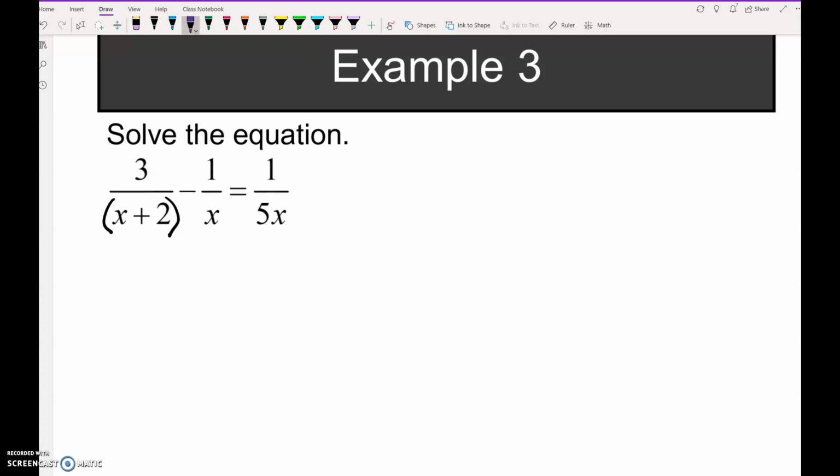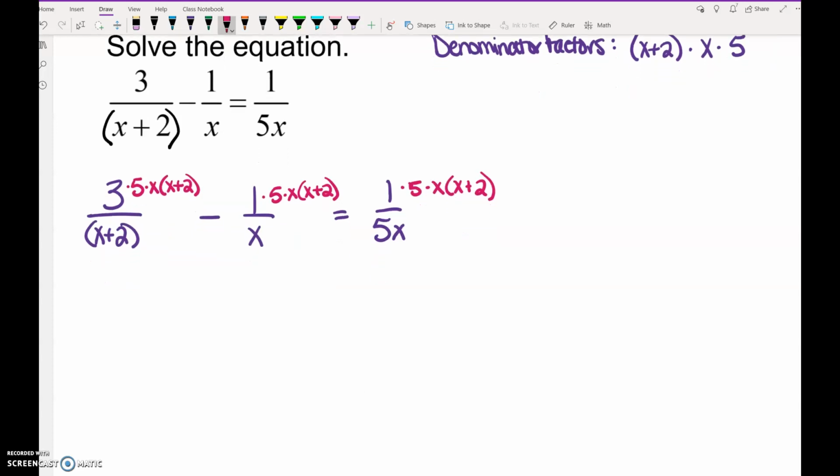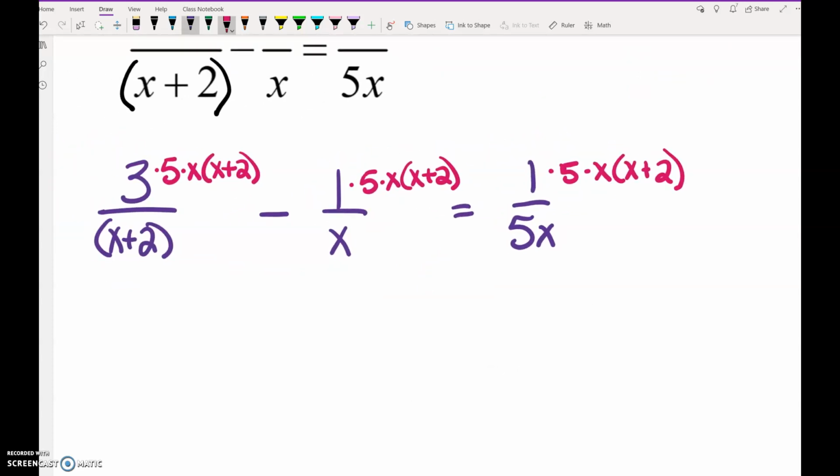What factors do you see in the denominator? Anyone? No? I see x plus 2. What else do you see? X and 5. We're going to multiply everything by 5 times x plus 2. And this one's a little bit tight, so I'm going to take a minute and space this out. Once we've multiplied everything by 5 and x plus 2, now it's time to destroy the fractions.